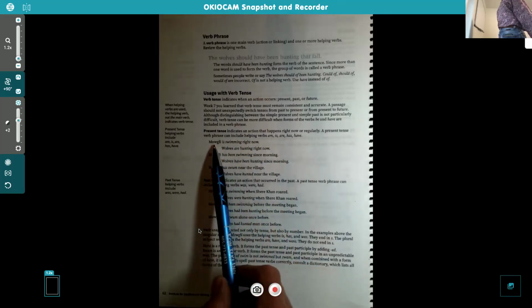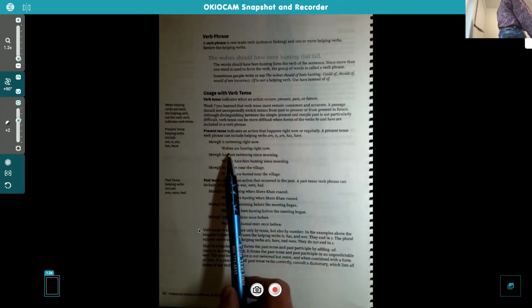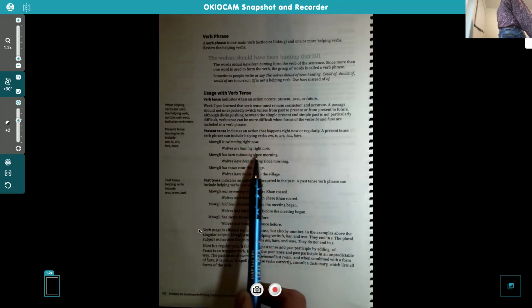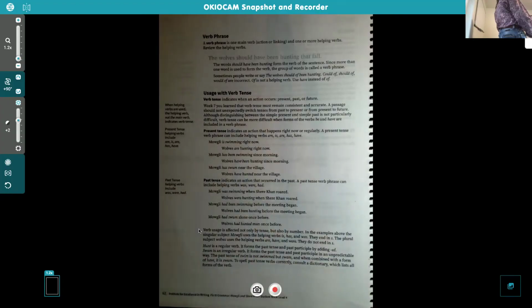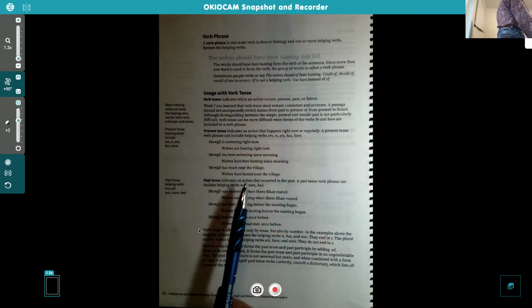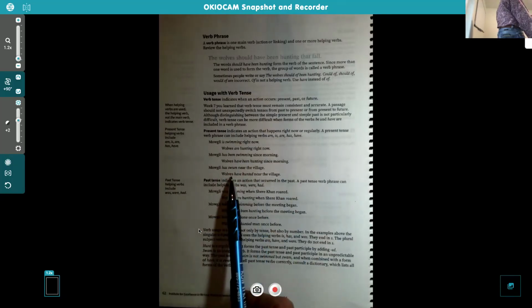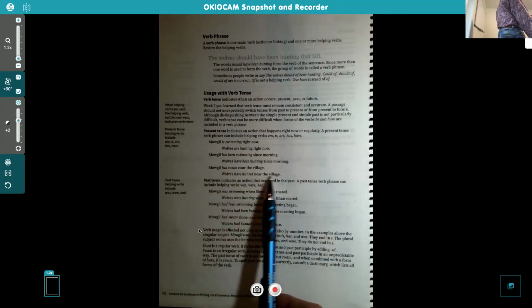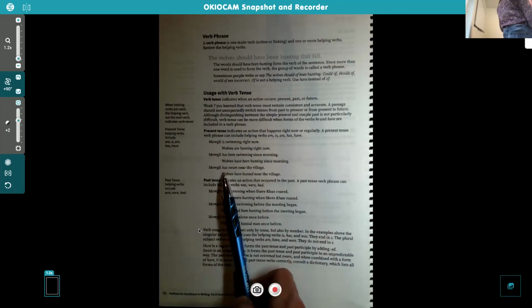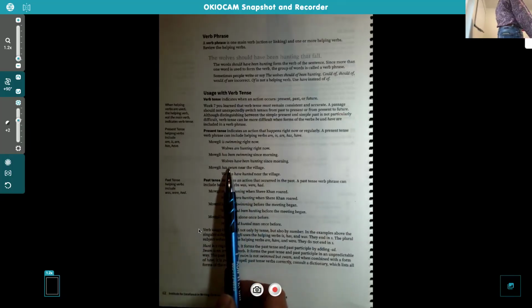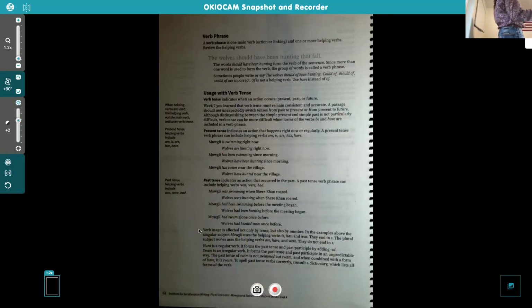Look at this example. Mowgli is swimming right now. Wolves are hunting right now. Mowgli has been swimming since morning. Wolves have been hunting since morning. So it helps clarify the tense of the verb. The last one, Mowgli has swum near the village. Wolves have hunted near the village. So this is still considered present tense, even with the verbs swum and hunted. Those are past, but that word "has" brings it back to, I mean, present. Does that make sense? Okay.